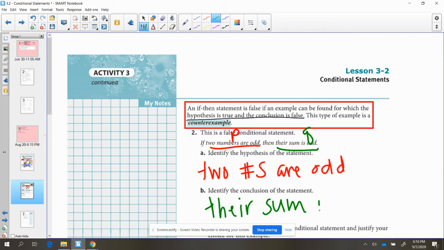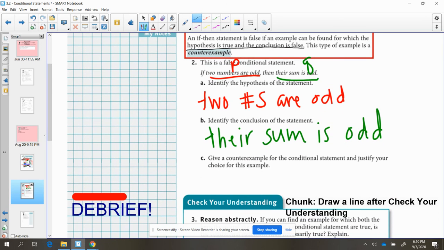But there's a counterexample for this, because if I add two numbers together, for example, 1 and 3, their sum is not odd, it's even, right? 4 is an even number. So this would be a counterexample to prove that this conditional statement was in fact false. Okay, try your own example to prove that two odd numbers do not sum to be an even number.